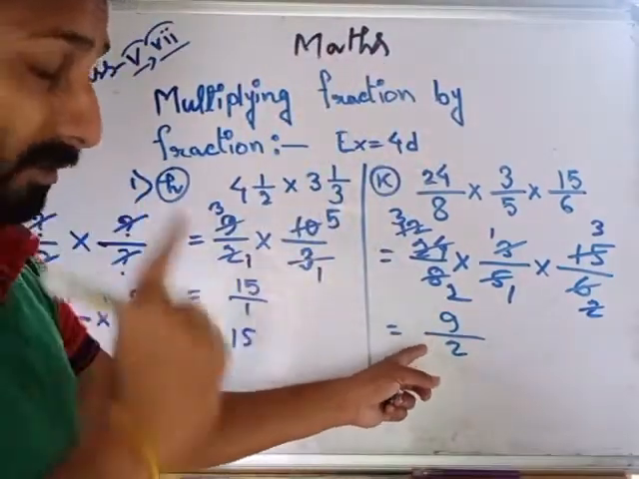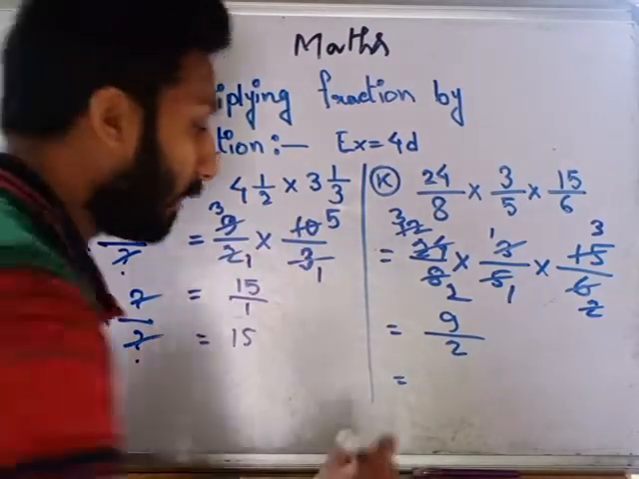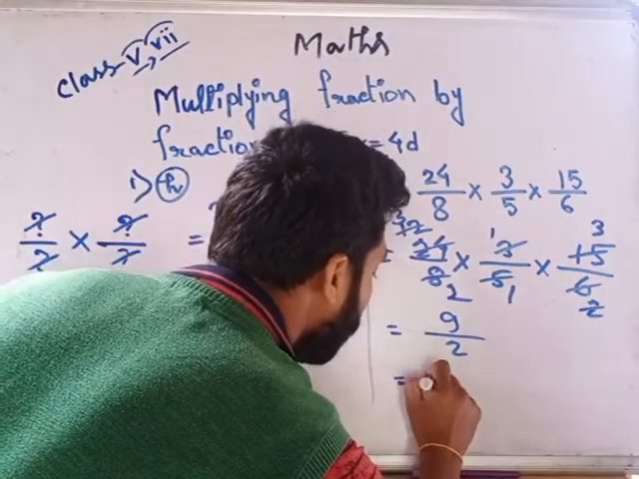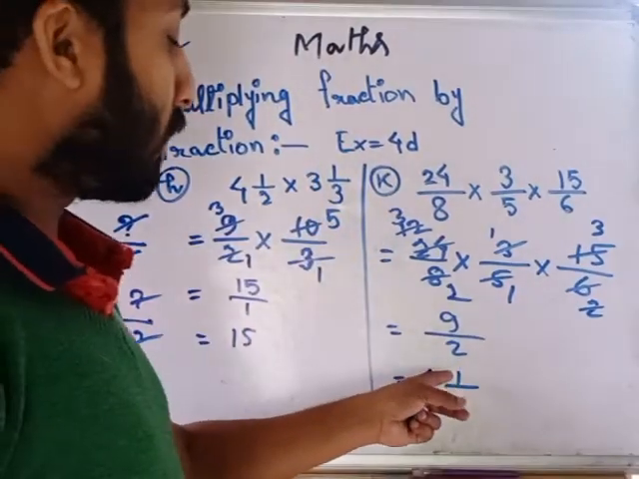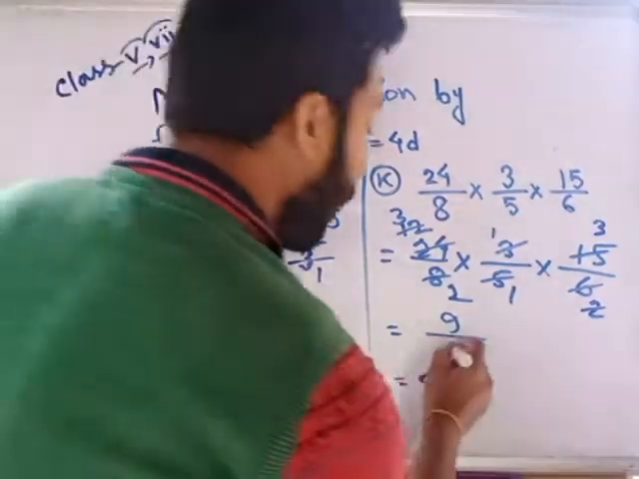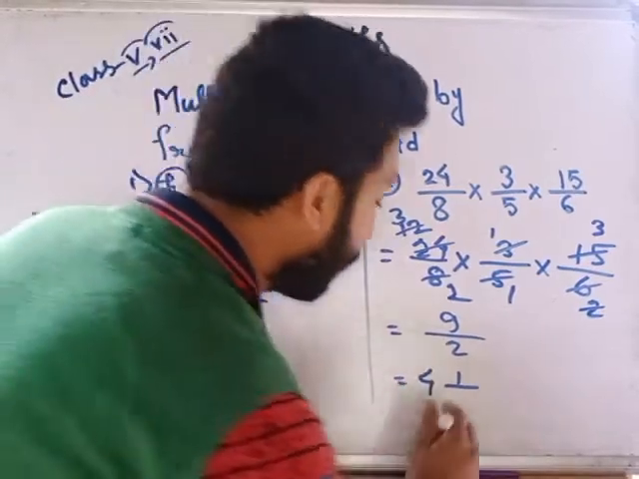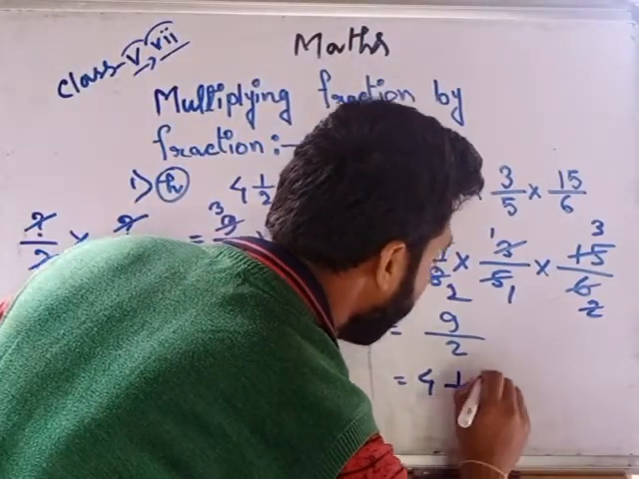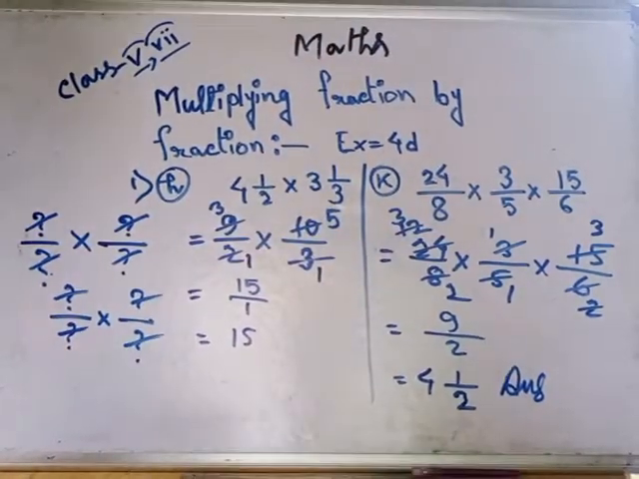If it is an improper fraction, we should convert it into a mixed fraction. 4 twos are 8, 1 is the remainder. The remainder you should write in the upper half, or as a numerator. And the number by which you divide, you should write as the denominator, so that is the answer. So I will tell you again.